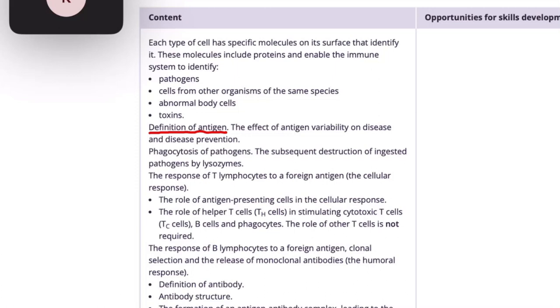And the reason why is because the antigen that comes from it keeps varying its shape, which means that our body, even after receiving immunity, even after being infected with the virus and our body producing antibodies, we aren't able to recognize that antigen from the COVID because it's sort of changing its structure. So our body thinks it's something else when in reality it's just another strain of COVID. You need to know phagocytosis of pathogens, the process of it, and the subsequent destruction of ingested pathogens by lysozymes. So that's part of the process which we're going to go through today.